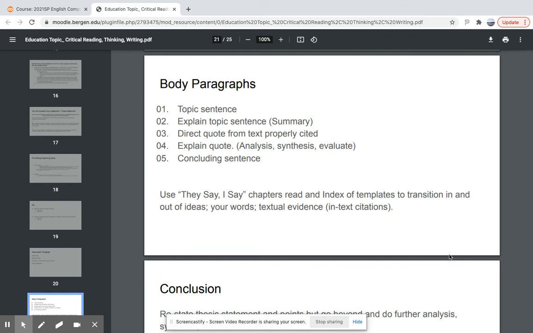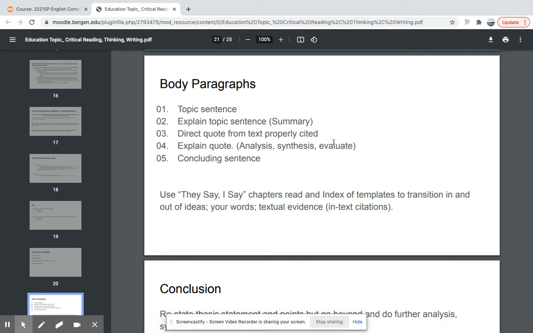Each of your body paragraphs will start with a topic sentence, which is going to guide the reader and guide you to stay on topic of what you want to talk about in that body paragraph. Explain the topic sentence in a summary. Add a direct quote, otherwise also called in this course and other courses in-text citations.